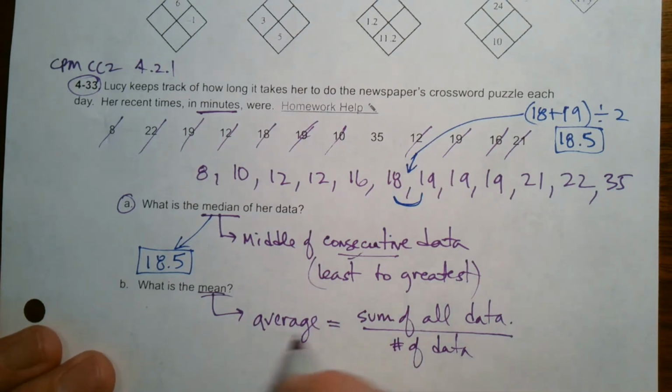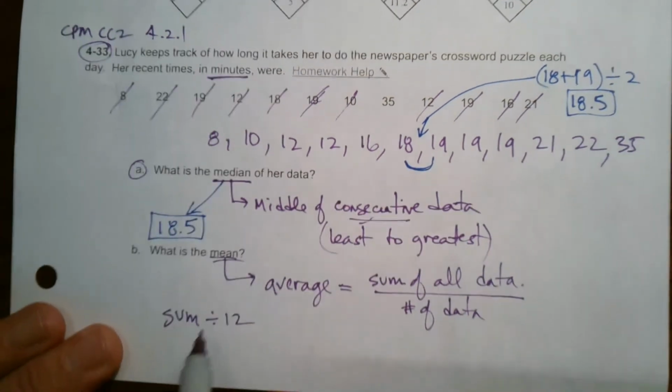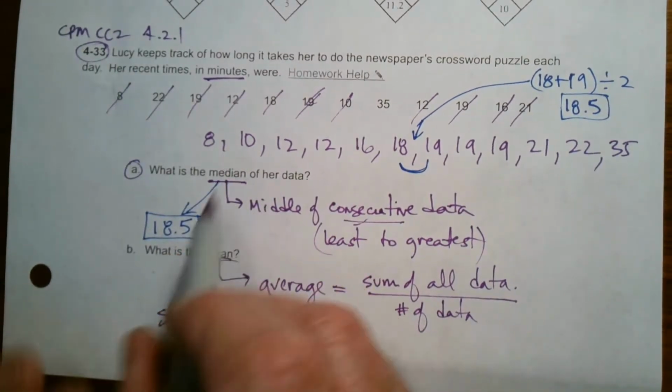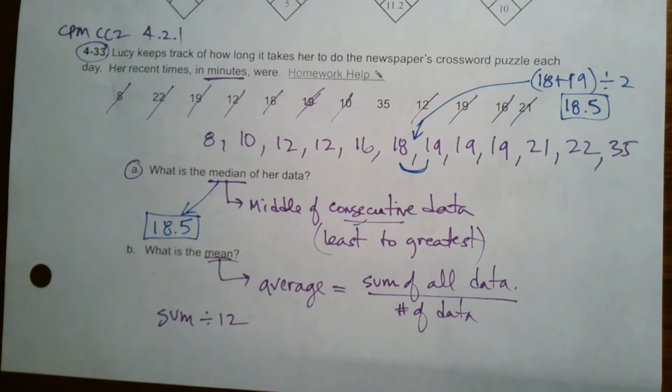So for this problem, I'm going to find the sum and divide it by 12. So what is the sum? We've got to add them all up. Let's see if I can do this real quick. I'm just going to do this on the side to get my answer.